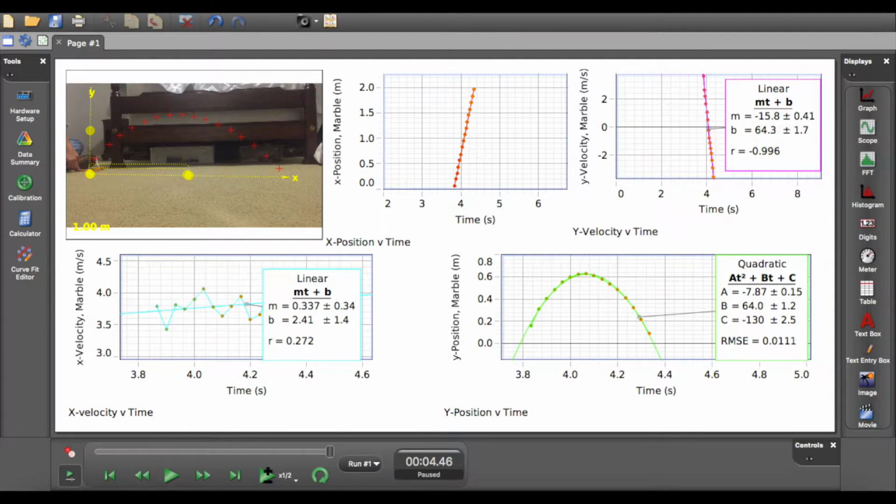Next, I took this video and put it in Capstone, where I was able to track the movements of my marble. In doing so, I was able to create 4 graphs: the position of the marble along the x-axis versus time, the position of the marble on the y-axis versus time, the velocity of the marble on the x-axis versus time, and the velocity of the marble on the y-axis versus time.